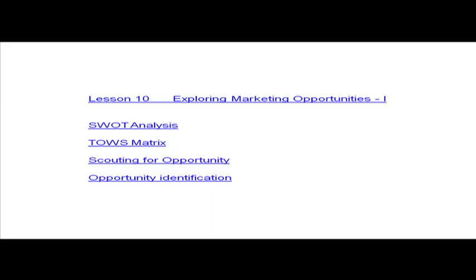In this lesson, which is lesson number 10, we are going to discuss exploring marketing opportunities, part 1. In this we are going to discuss the SWOT analysis, the TOWS matrix, then scouting for opportunity and opportunity identification.